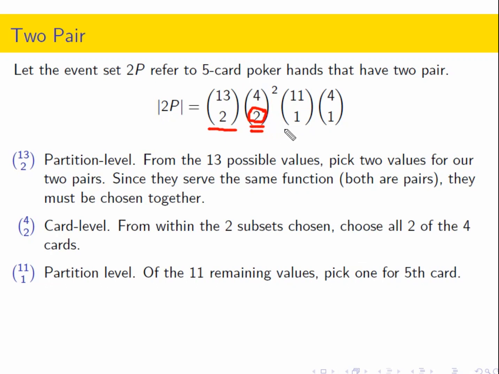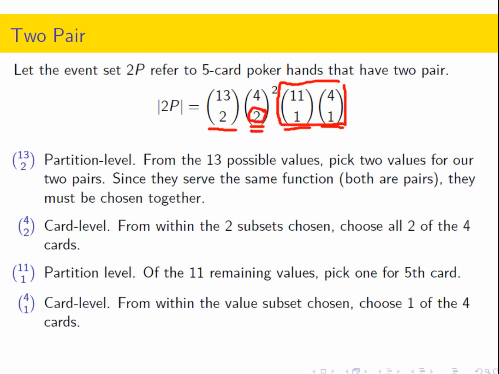Then I go and out of the 11 remaining partition level values that haven't been picked yet, we pick one of them, and then from there we get one of the 4 cards there to go into our hand. By the way, it would be okay to do 44 choose 1 here, because there's no danger of getting a pair here, right? We're only picking 1 card. So if I'm only picking 1 card, 44 choose 1 instead of doing the partition level pick and then the card level pick is fine.